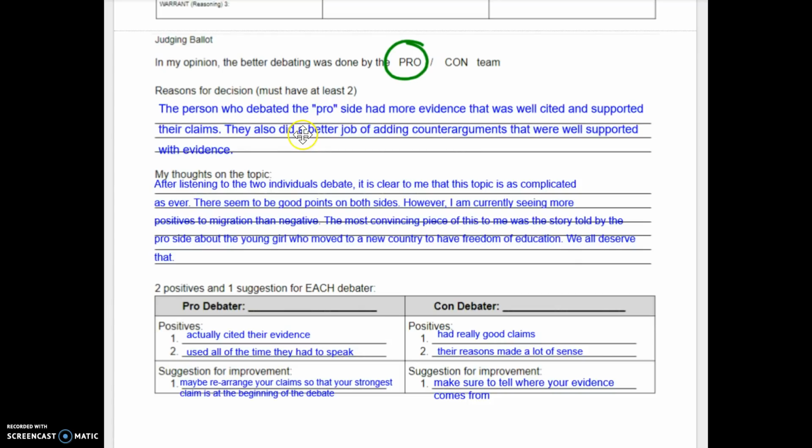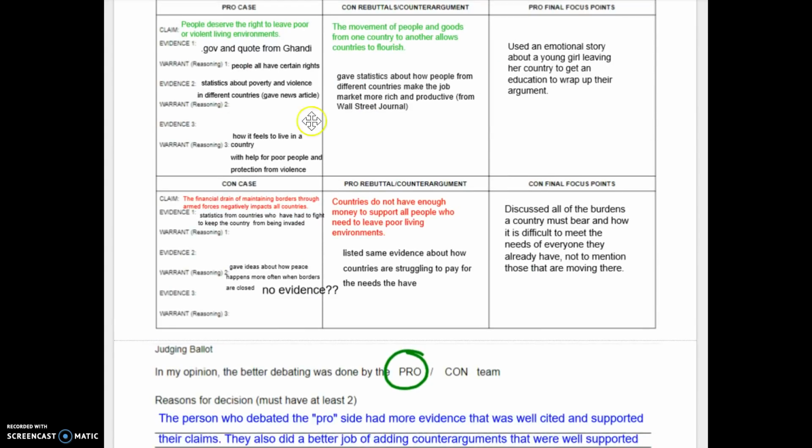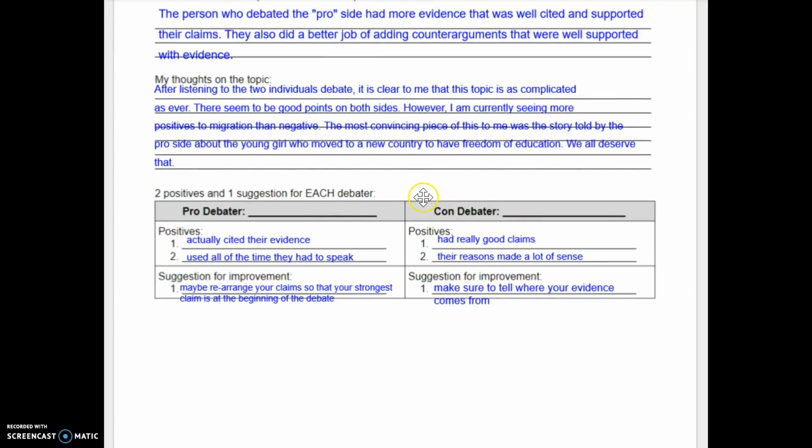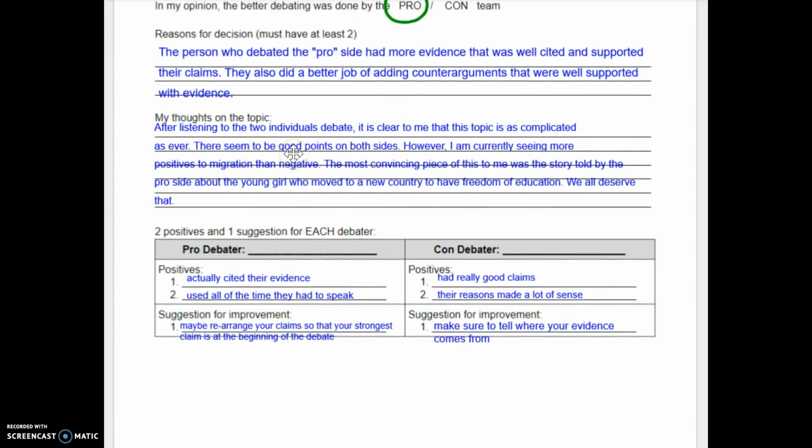So you'll notice on this one I talked about how there was more evidence that was well cited, which again is reflected up here, and that they were well supported. The counter arguments were also supported with evidence. There's a place where it asks for your thoughts on the topic, and so this is just your perspective on the topic after you've listened to the debate. Ideally, this will change as you go through.